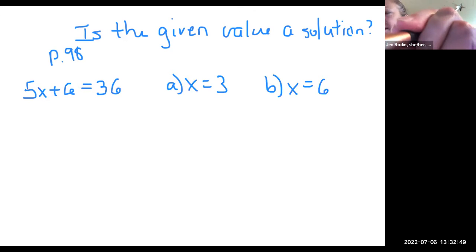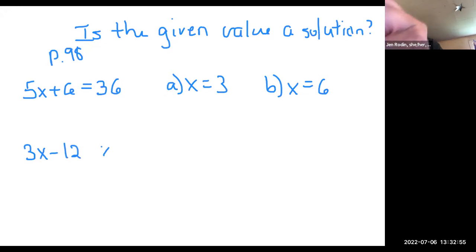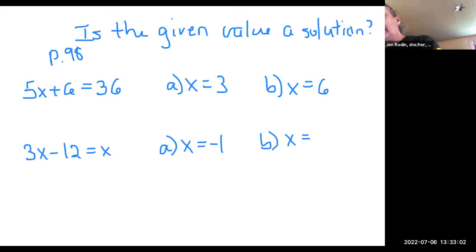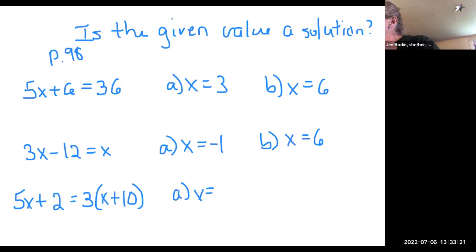And then we'll do 87. And while you're thinking about this, I'll talk about solutions to linear equations. And how about a harder one? 5x plus 2 equals 3 times the quantity x plus 10. And the options are x equals 14 and x equals negative 10.